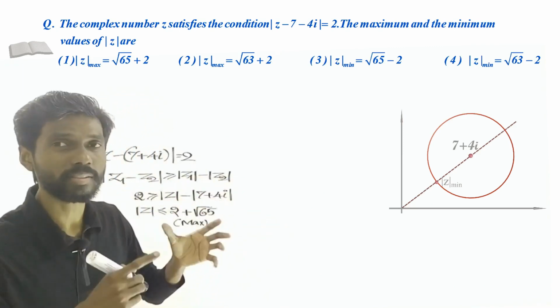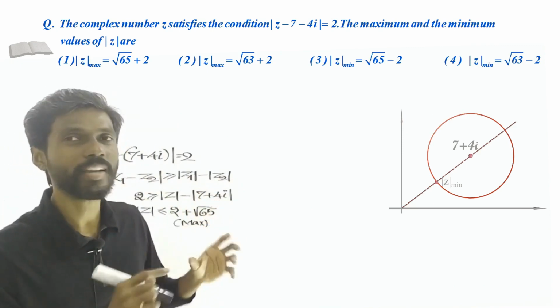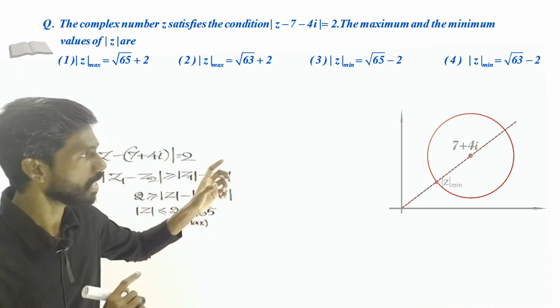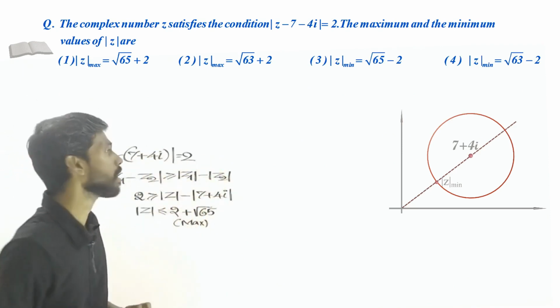See, we have to realize that it is a circle. Other than that, there is nothing much about complex number here. Only simple geometry is involved here, right? See, it is a circle. Now we have to find the point on the circle which is closest and farthest from origin, right? Yes. Now let us find.